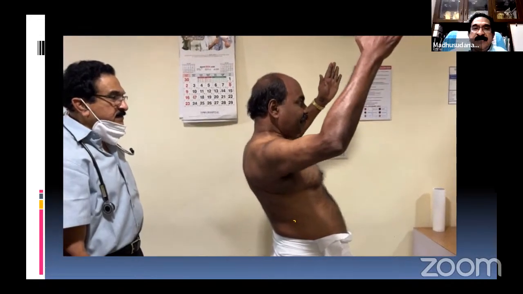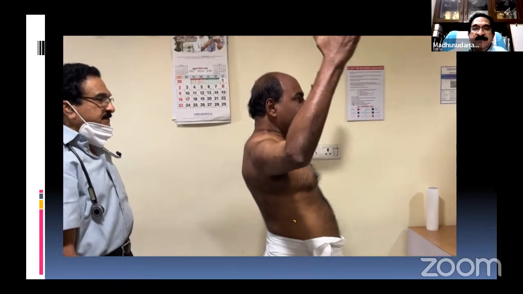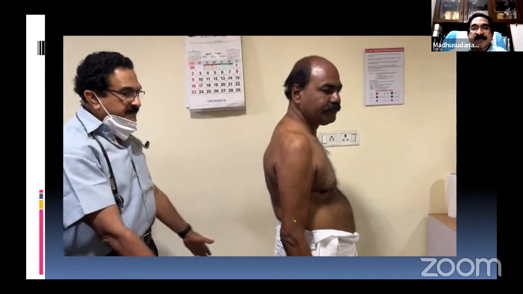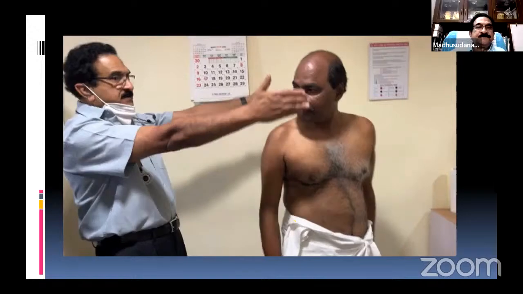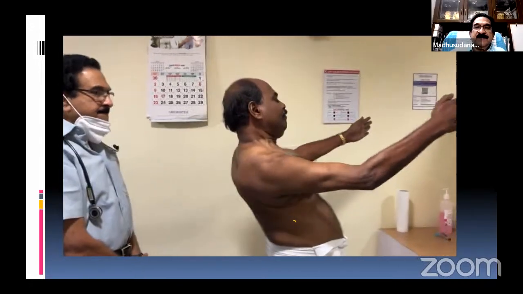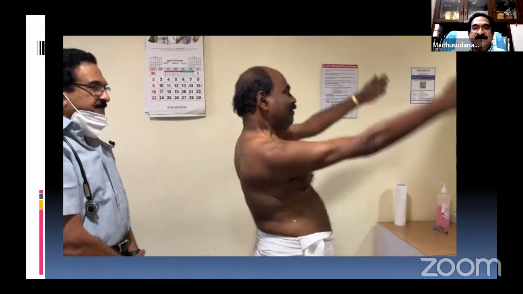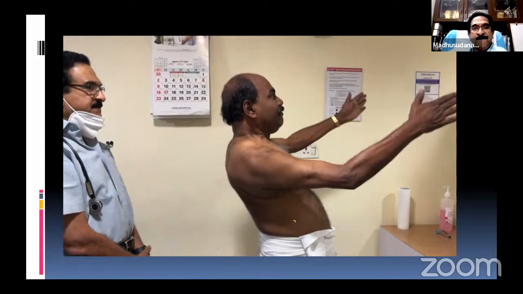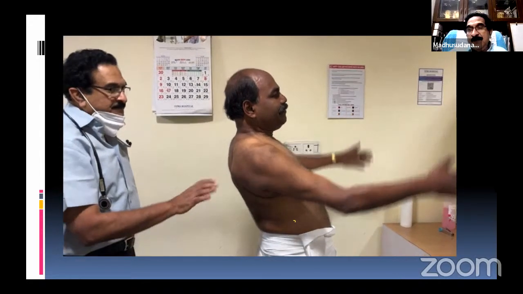Beyond 90 degrees, he could not elevate the shoulder, the arm. Instead, he is trying to compensate by extending the trunk. Okay, he is compensating by that. He is trying to bring the arm upward, not possible. So he is trying to extend the trunk backward.